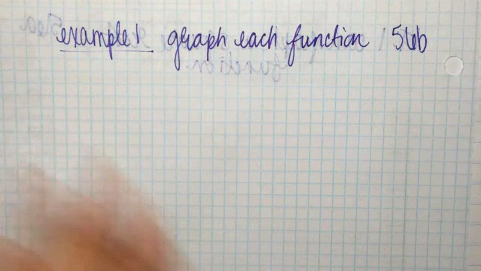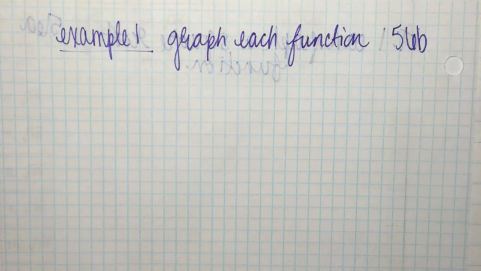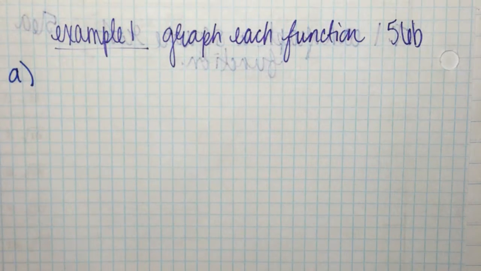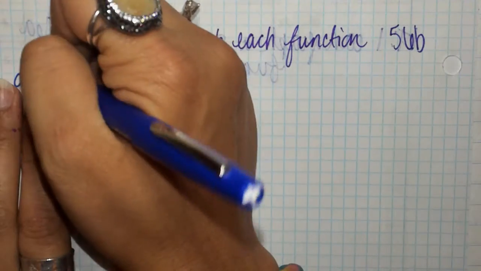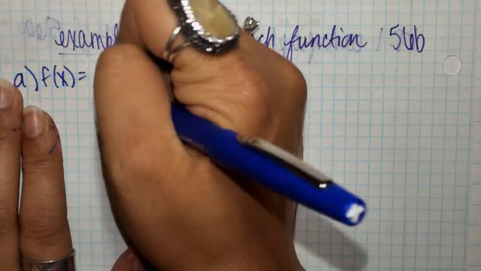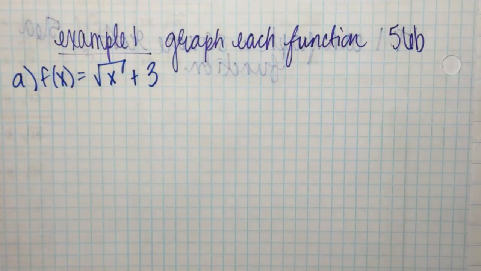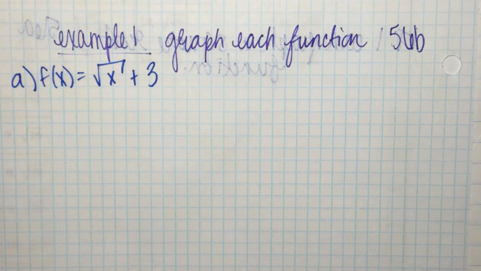Alright, graph each function. Let's do this. Our first one that we are going to graph, I'm going to show you what happens if we add something to the outside of the radical, not the inside of the radical. So that's f of x equals the square root of x plus 3. And we're going to learn what happens when we do that.